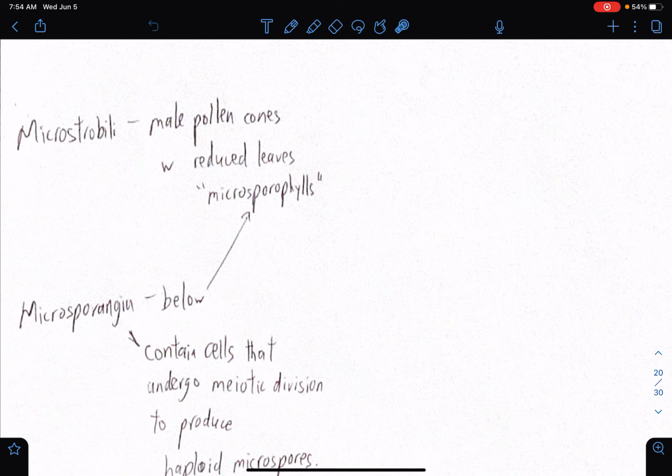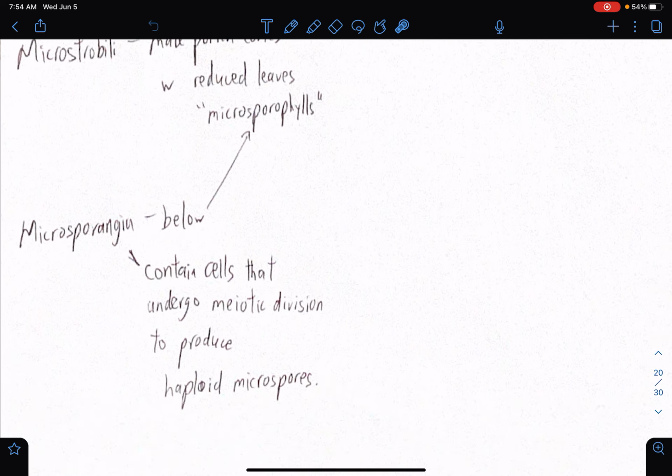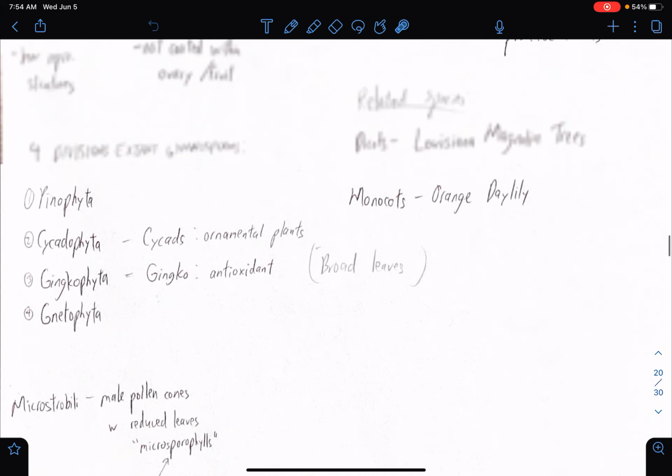Microstrobili, male pollen cones. This is called the male pollen cone, with reduced leaves called microsporophylls. More on this later. The microsporangia is located below the microsporophylls. So what is the microsporangia in the first place? How is it relevant? Basically, they contain cells that undergo meiotic division in order to produce haploid microspores. So it has something to do with reproduction. Okay?